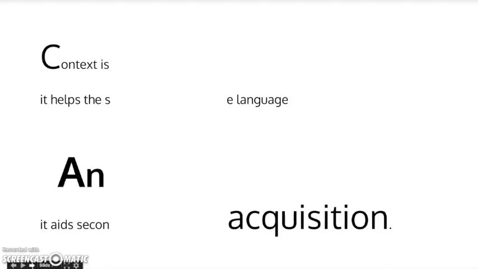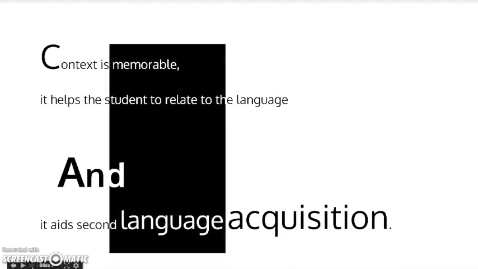So what's going on here? Context helps this. My goodness, it looks like I've missed something here in my slide, but maybe if I bring in a little bit more background and definition, I can get some context to understand. So context makes language memorable. It helps the students to relate to the language, and it aids second language acquisition by giving the learners something relatable so that their mind can fill in the blanks, just like the silhouette images that we saw at the beginning.